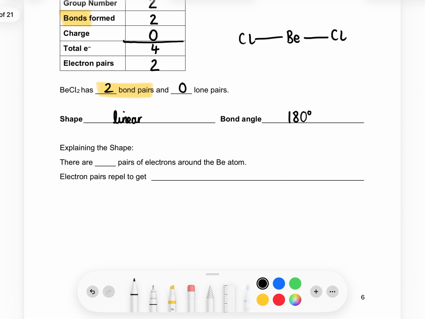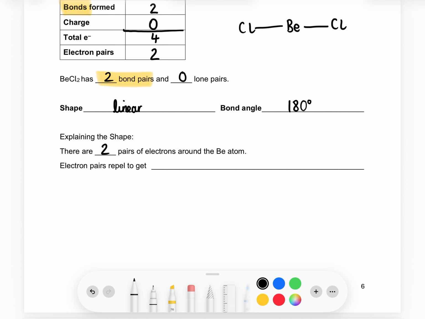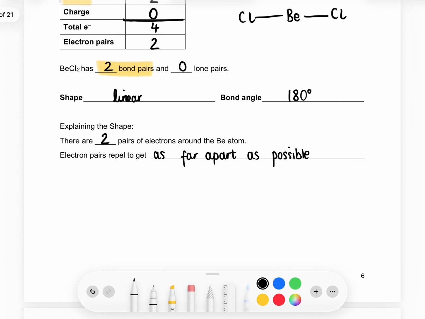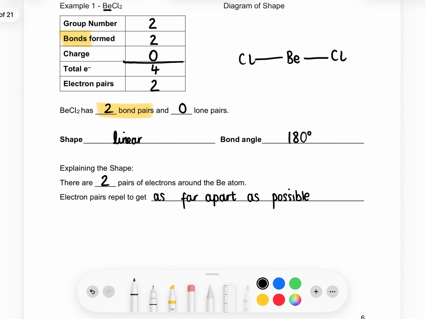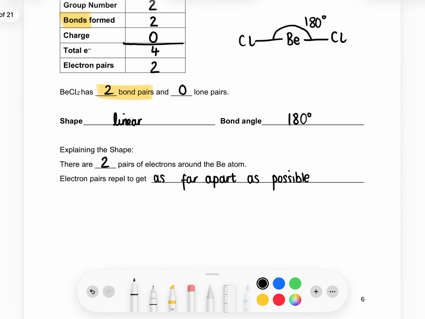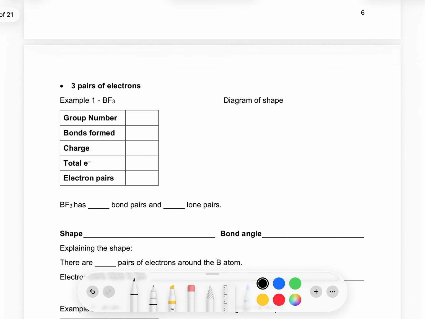So what did we do? We came to the conclusion that there were 2 pairs of electrons around the beryllium atom. Electron pairs repel to get as far apart as possible. This minimises the repulsion. So our bond angle is the angle between the bonds here, 180 degrees. And that is minimising the repulsion.